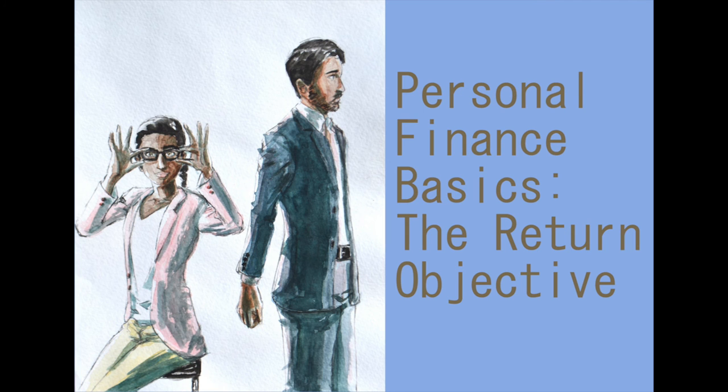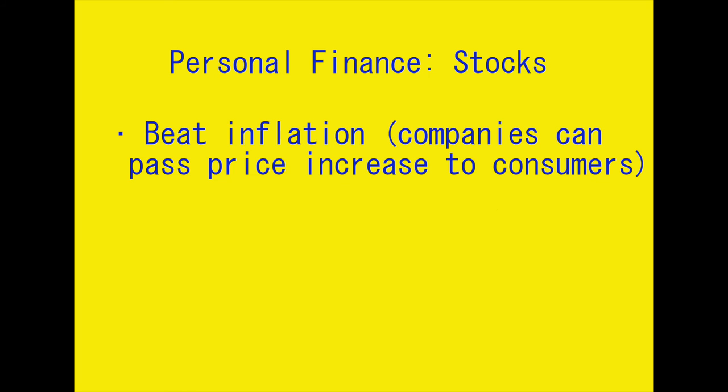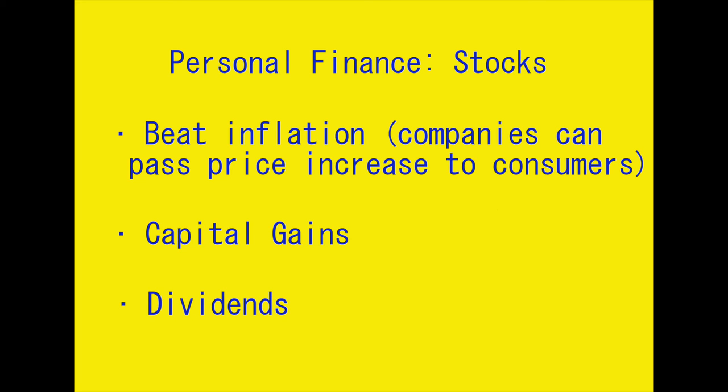Why would retail investors buy stock, and conversely, why would firms issue stock to the public? As we've discussed previously, owning stock helps individuals' personal finances beat inflation over the long run, as companies are able to pass on price increases to consumers. Individuals are able to benefit from this in the form of price appreciation of stocks, known as capital gains, and also from dividends that a company may decide to pay to shareholders.